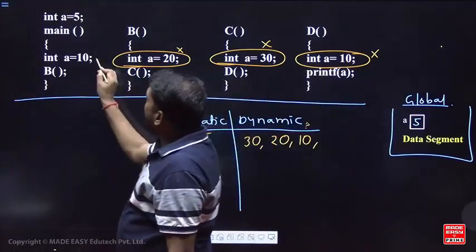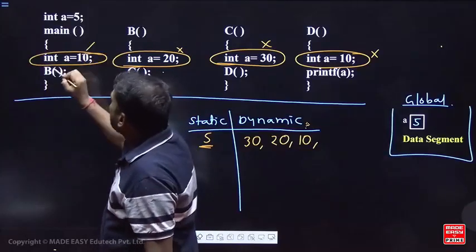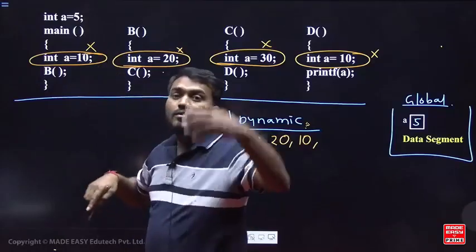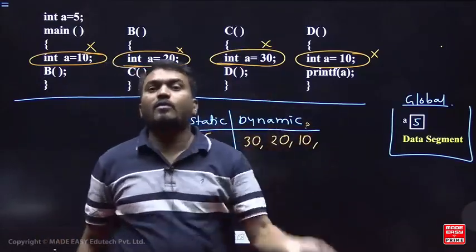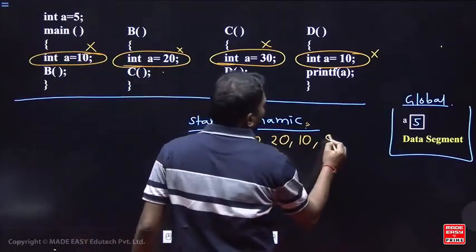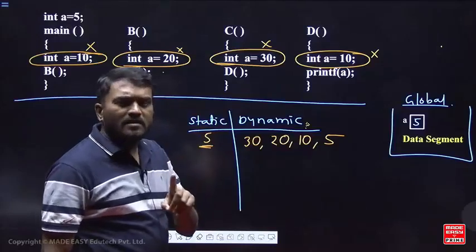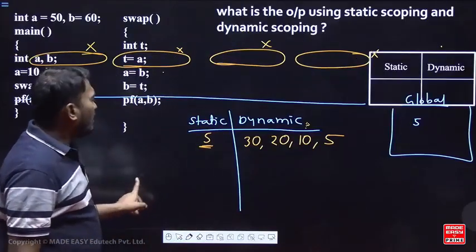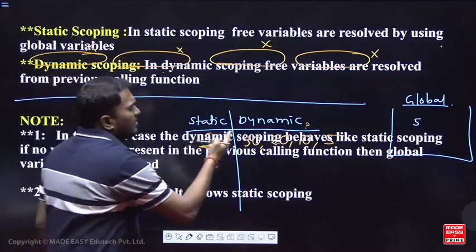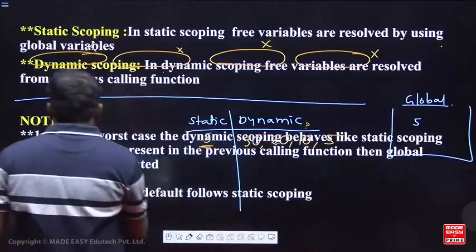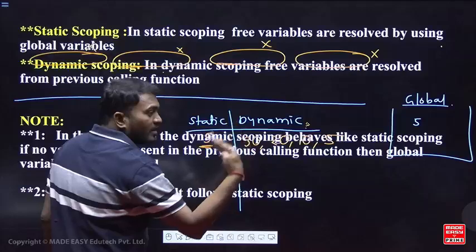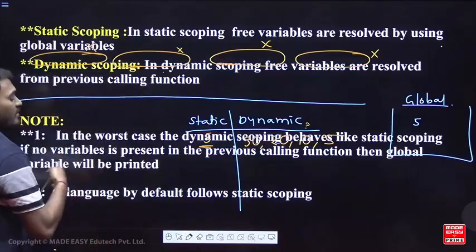Now let us say if this is also not there, where will it print from? Global only. If this is also not there, it will print from global only. What will be printed? 5. That is the reason I told you very clearly in the note: in the worst case, dynamic scoping behaves like static scoping if no variable is present in the previous calling functions. Then the global variable will be printed.